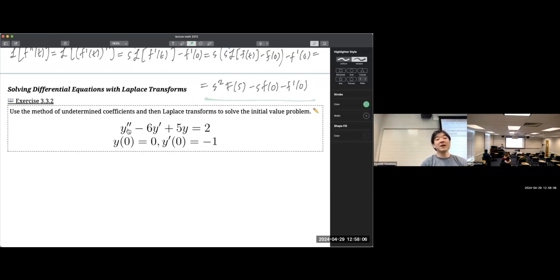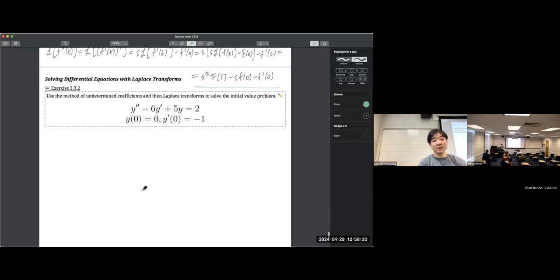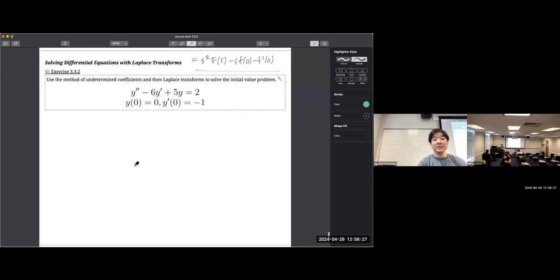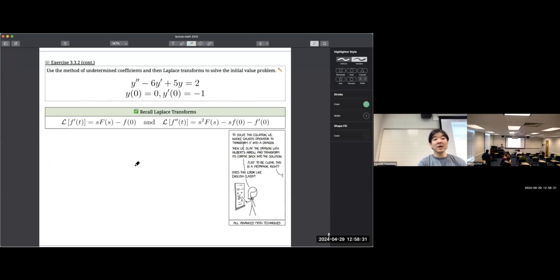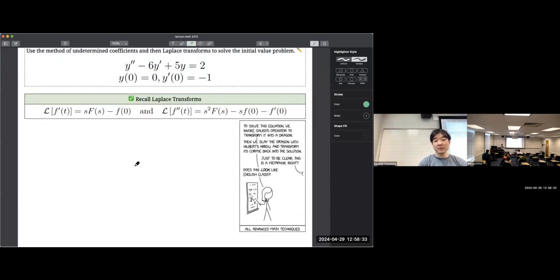This is constant coefficient though, because there's a 1 in front of this, a -6 in front of this, 5 in front of this, and this is a constant input. So you can just use the method of undetermined coefficients. It's not really that interesting to watch me do the method of undetermined coefficients, so I'll post it right here. But the idea is, can we solve the same equation using Laplace transforms?